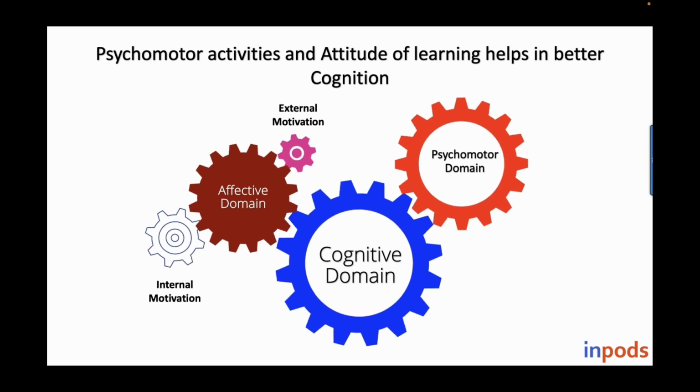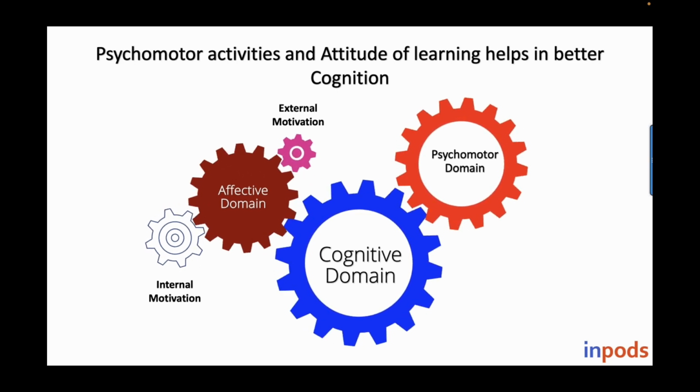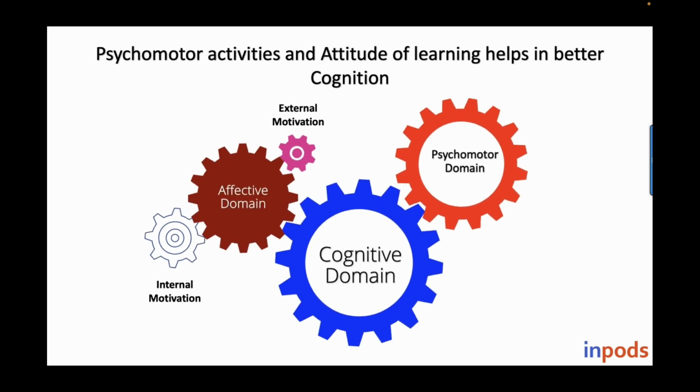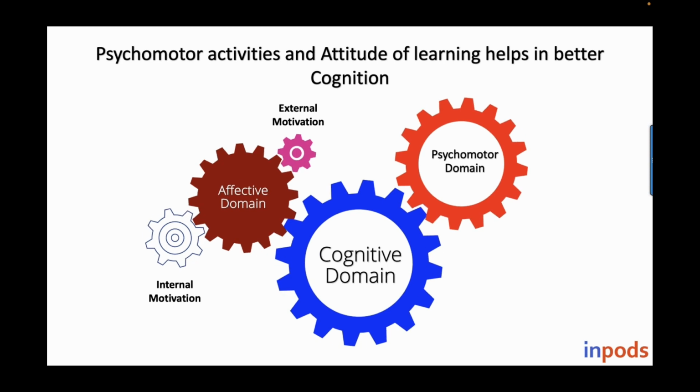So psychomotor activities and attitude of learning help in better cognition. So the cognitive domain is at the center. The psychomotor domain and affective domain drive the learning process. And internal and external motivation. External motivation gear is smaller. We will have to push the students to internal motivation, and that becomes a bigger gear to drive the attitude of learning, and that helps the students to learn.